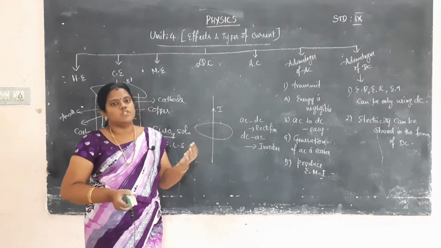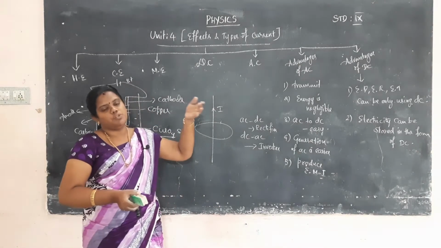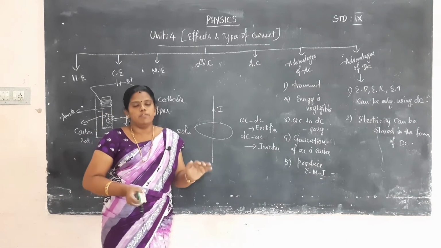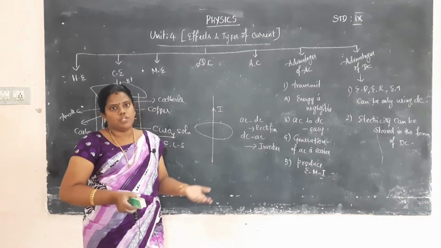Negative voltage always flows from negative to positive potential. Okay, sorry. Negative voltage flows from lower potential to higher potential.